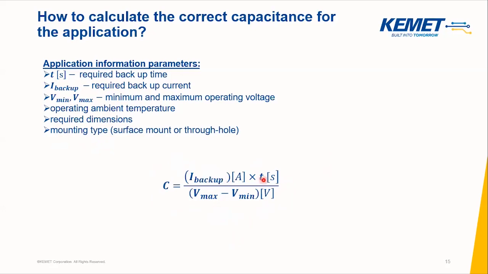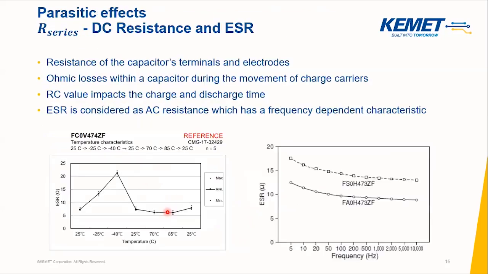You need to multiply the required backup time by the backup current, and then divide it by the difference of the maximum and minimum operating voltage. This gives you a rough estimation of the capacitance that you need.